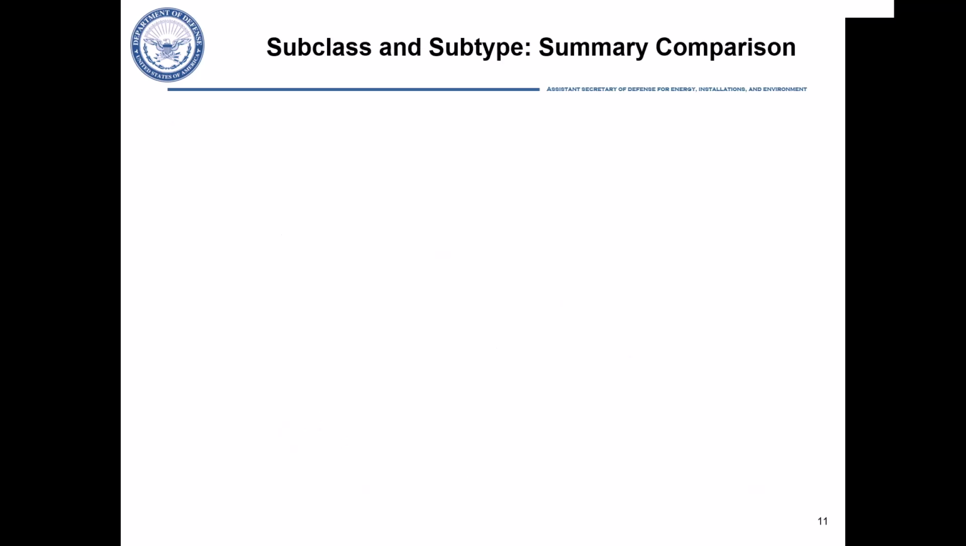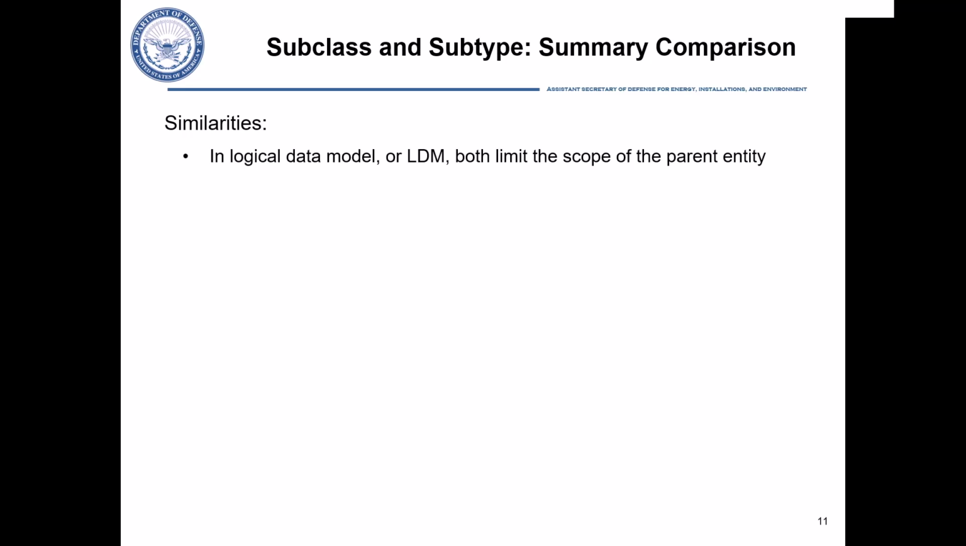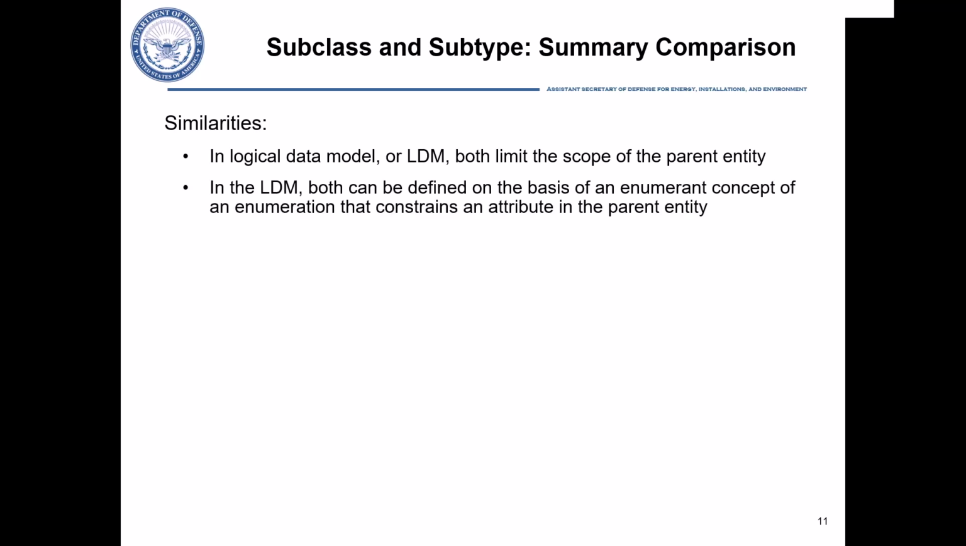To wrap up, let's compare and contrast subtypes and subclasses, starting with the similarities. In the LDM, both are derived by limiting the scope of the parent entity. In the LDM, both can be defined on the basis of an enumerant concept of an enumeration that constrains an attribute in the parent entity.